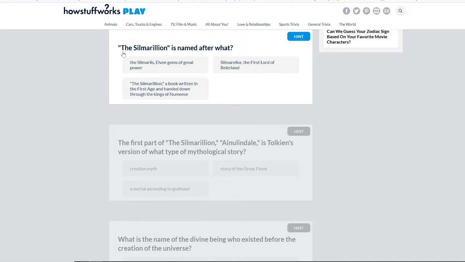The Silmarillion is named after what? The Silmarils, elven gems of great power. Silmarillor, the first lord of Beleriand. The Silmarillion, a book written in the first age and handed down through the kings of Numenor. The Silmarils, elven gems of great power. Should be, okay. Yes.